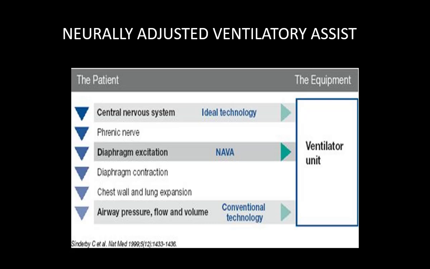These signals traverse through the phrenic nerve to the diaphragm, and the moment this electrical potential goes to the diaphragm, the muscles get excited, there is a generation of electrical potential in the diaphragm, and the muscle starts contracting. So at this level, NAVA picks up the signal of the diaphragm excitation and triggers the ventilator right here. Whereas in conventional ventilation, diaphragm contraction takes place, the chest wall and lung expand, and at that time there are certain changes in airway pressure, volume or flow, whatever your trigger has been set to, and then the ventilator triggers. So this delay can be minimized by using NAVA.